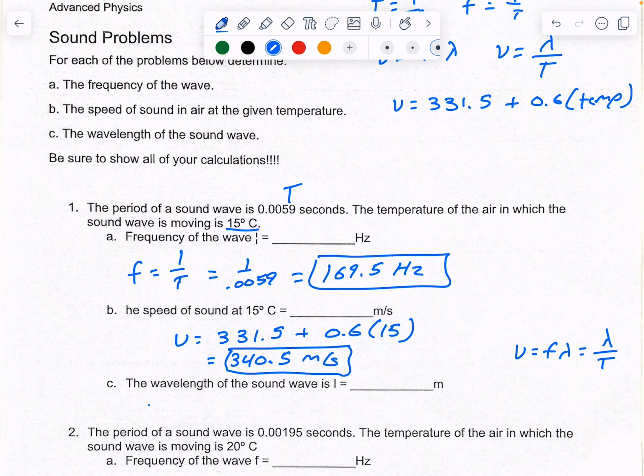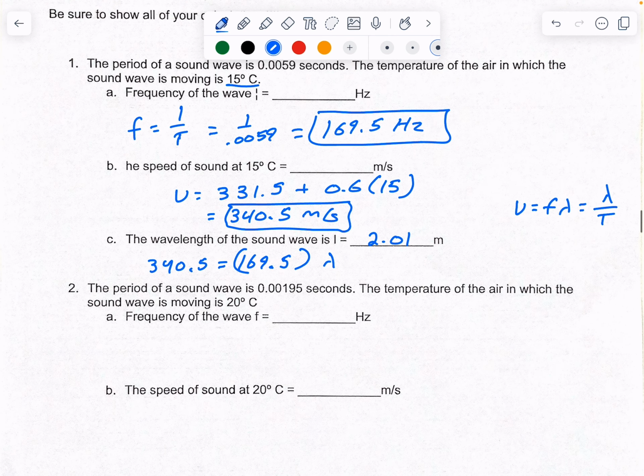So my velocity, 340.5, equals frequency times wavelength. My frequency is 169.5, and my wavelength I don't know. So I'm going to divide both sides by 169.5, and I get a wavelength of 2.01 meters. So there's your answer.